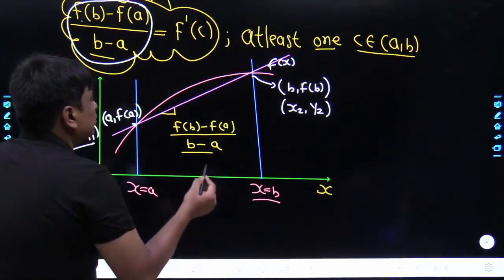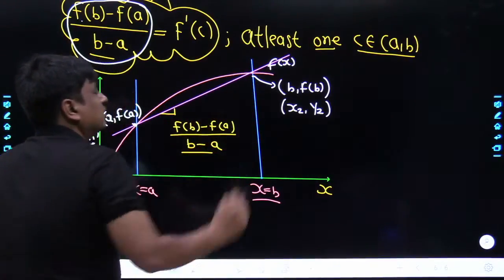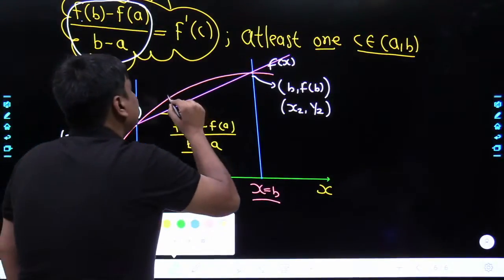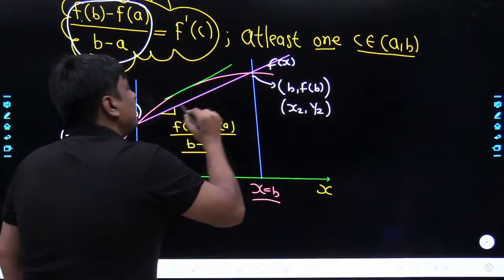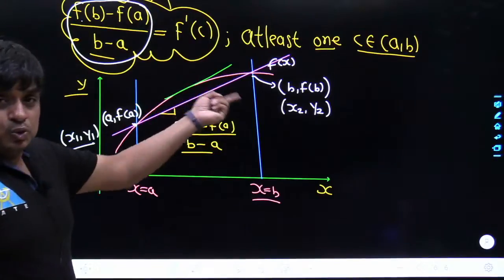You can see where the slope would be the same. So you just try to draw the tangent over the different points on f of x. Somewhere here you would find a situation where the tangent over f of x is parallel to the straight line which is crossing through these two points.